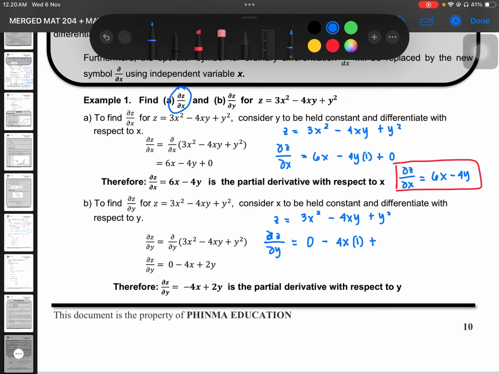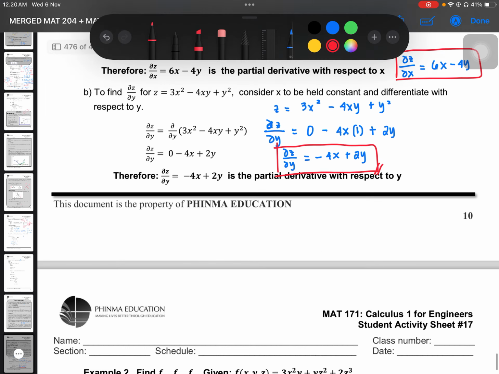Plus, okay, derivative ng y squared. So, since this is y, ibig sabihin, pwede na siya i-derivative. Derivative ng y squared is 2y. So, by simplifying this, we have partial derivative of z with respect to y is equal to 0, tanggalin na natin. Then negative 4x plus 2y. And this will be your final answer. Okay?